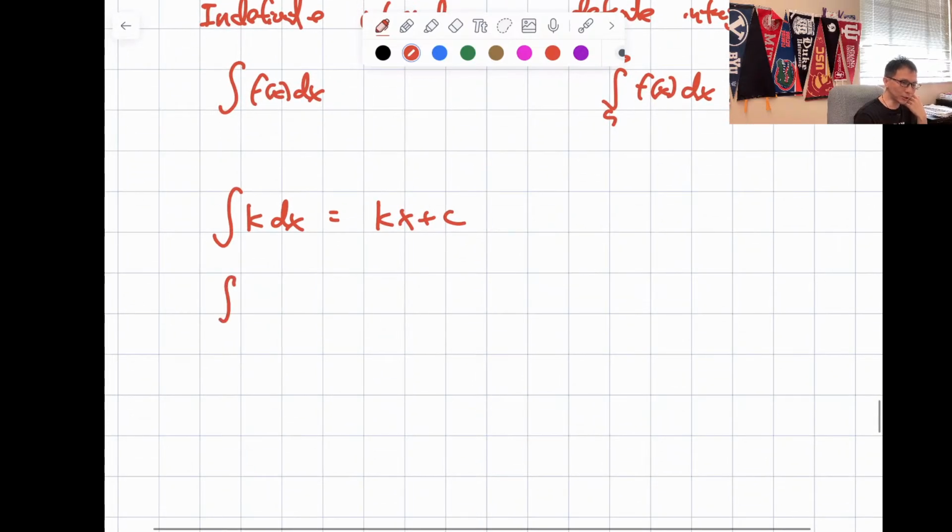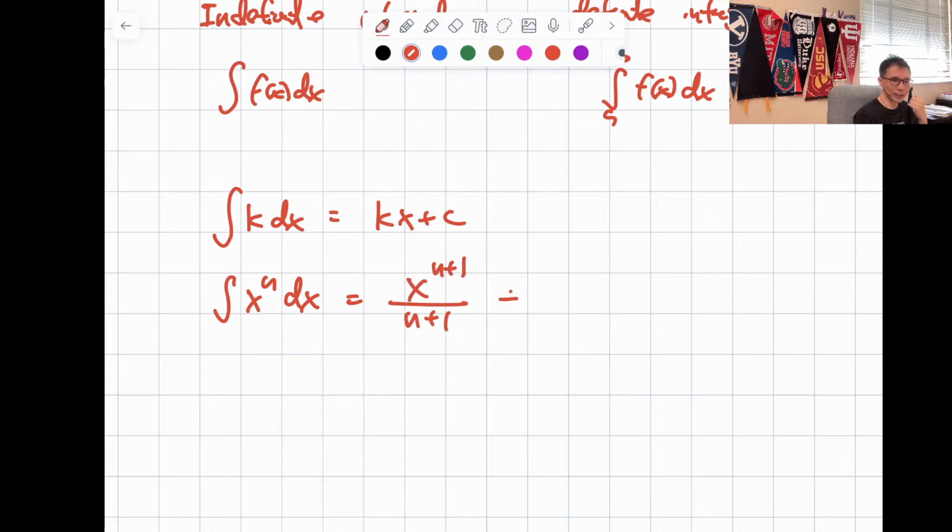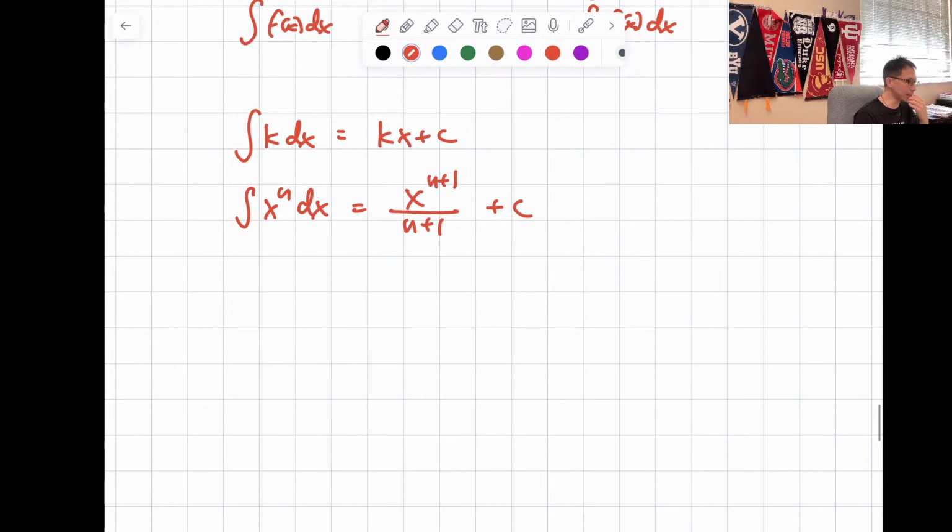Okay, so what's the integration of x to the n dx? X to the n plus 1 over n plus 1, plus c. You should know how to take integration of that. Is this okay? Yes. Right?